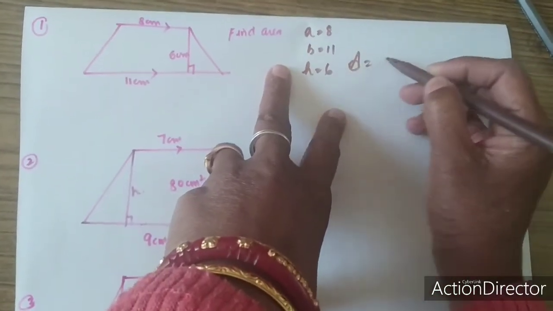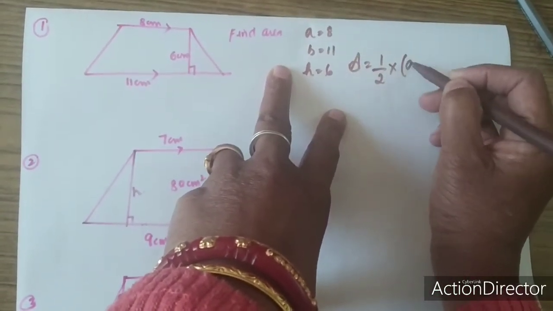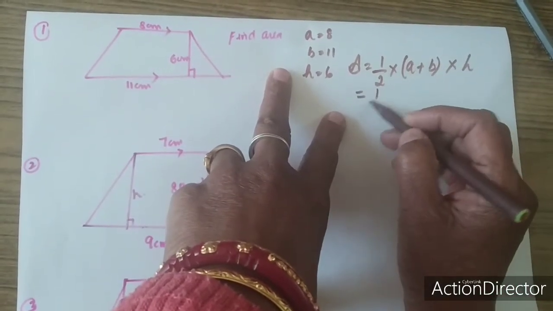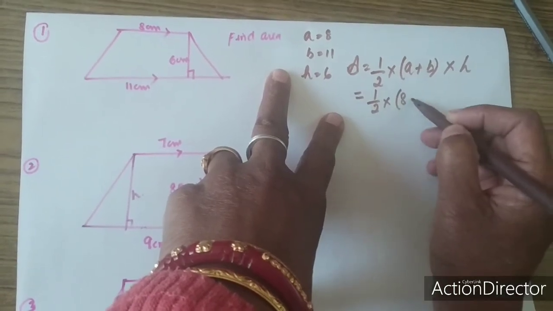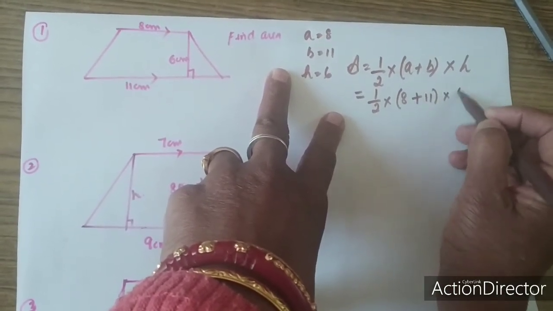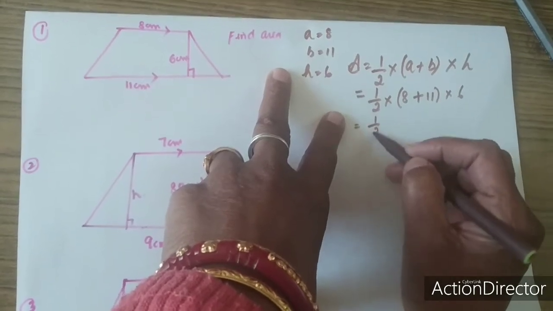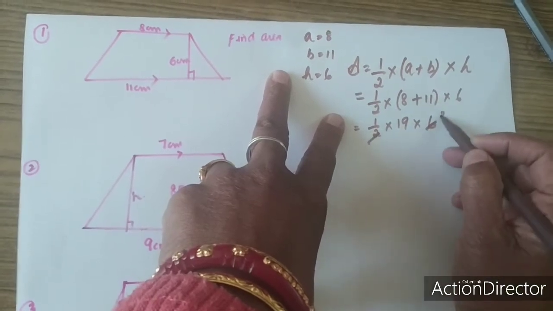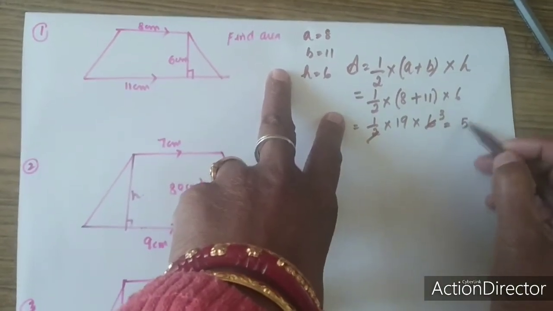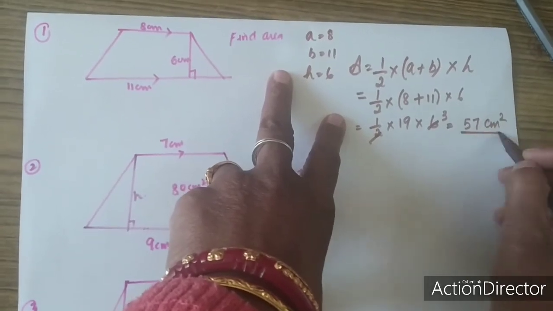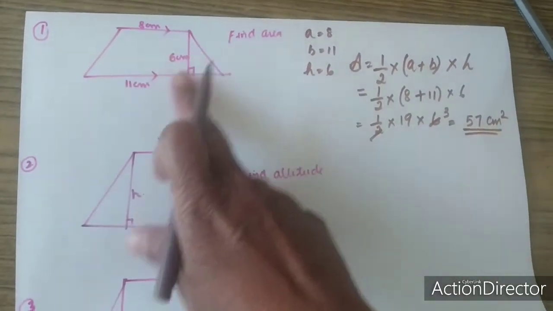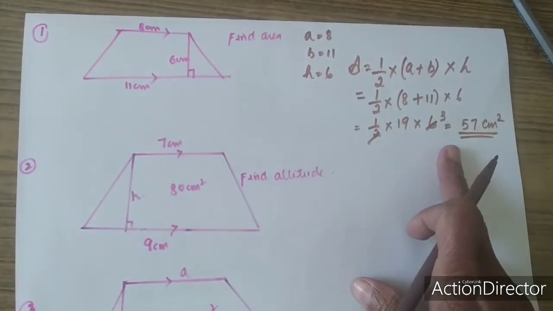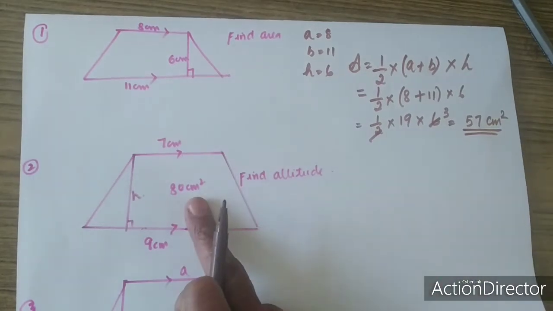So area will be equal to half into sum of parallel sides A plus B into height, which is equal to half into what is A, 8 plus B is 11 into height is 6. So this is equal to half into 19 into 6, which is equal to 57 centimeter square. So using this formula, when all the inputs are given in the question, it's very easy to find the area of trapezium. Moving on to the next question.